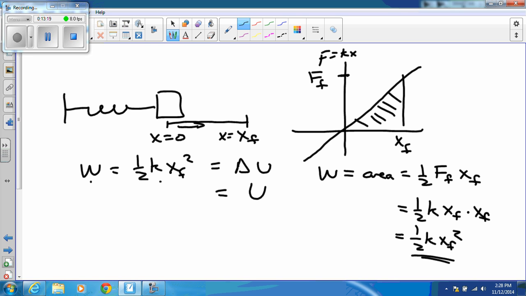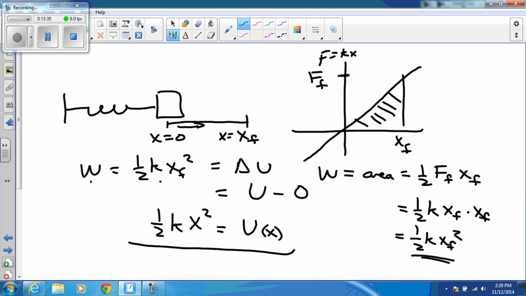So as I said, this is the work done against the spring, which is the change in potential energy. Because I am going from x equals 0, which is our zero point, this is the potential energy stored up in the spring. The potential energy stored up in the spring at any point x is simply 1/2 kx squared. And this is the potential function for a spring.